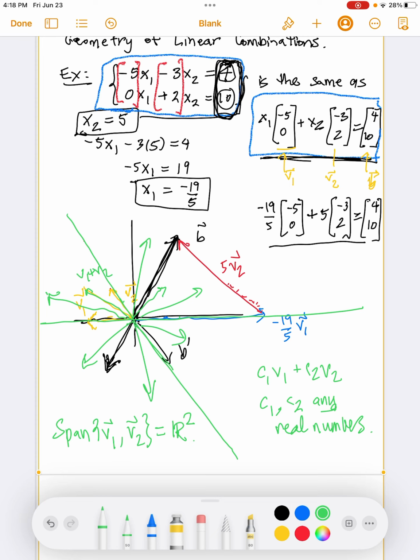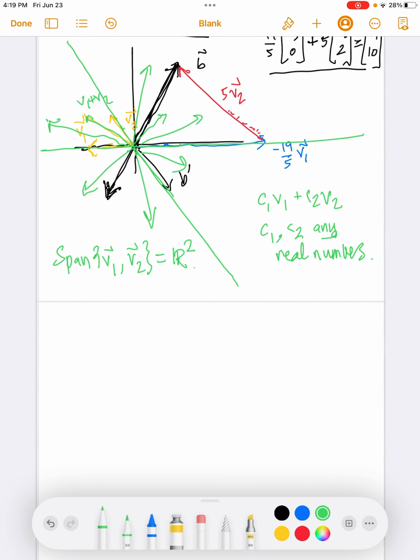So in R2, whenever you have two vectors that are not parallel, they're going to span all of R2. And that makes sense in terms of the picture, because you have these two vectors pointing in different directions. And so geometrically, it makes sense that you can take a certain multiple of v1 and a certain multiple of v2 and add them and get any vector on the plane.